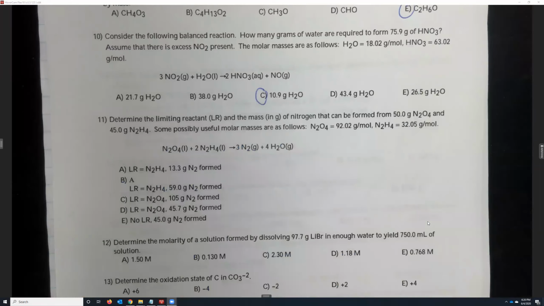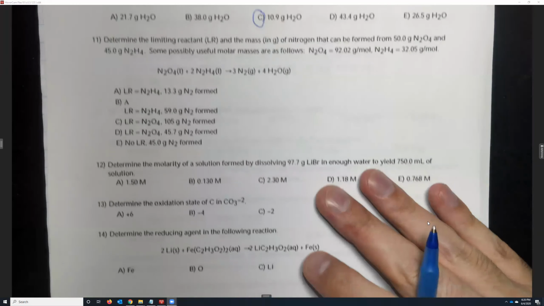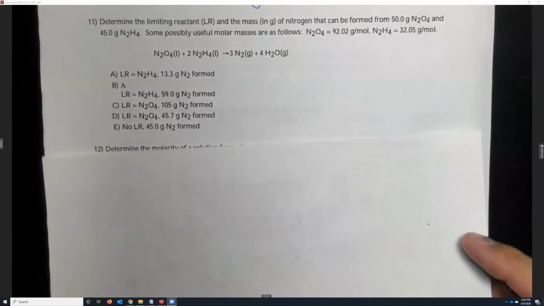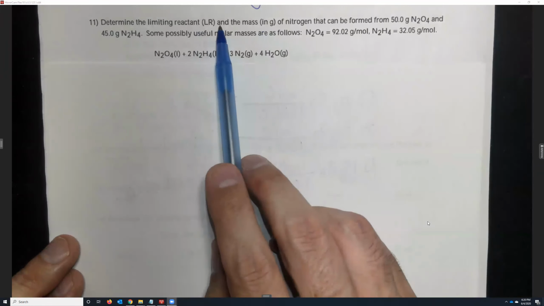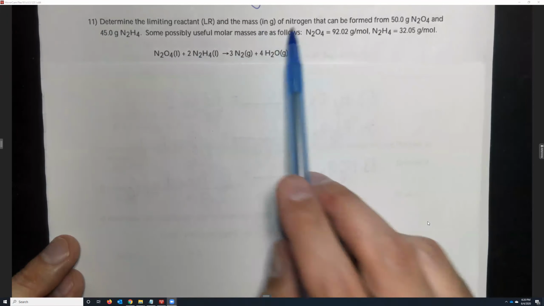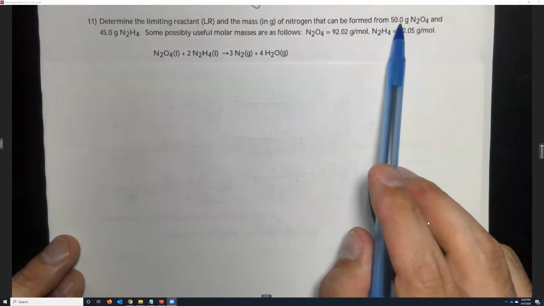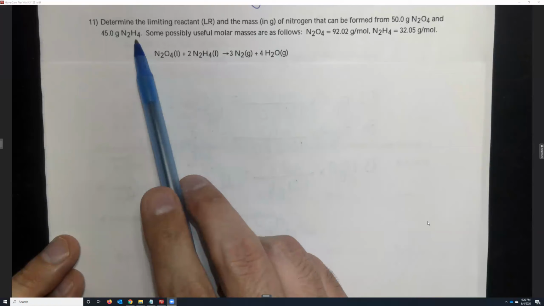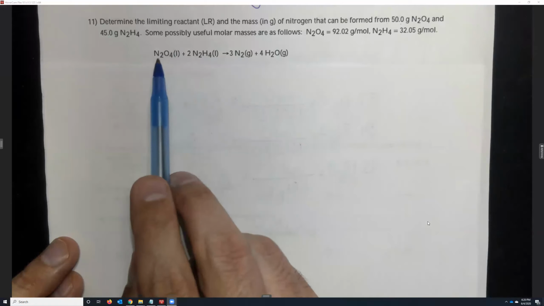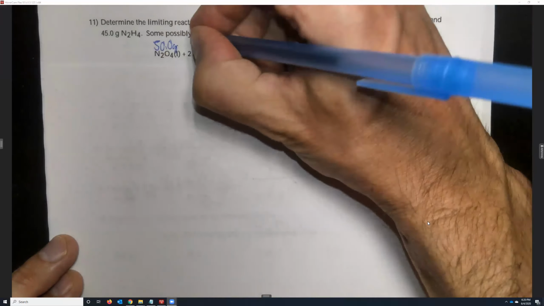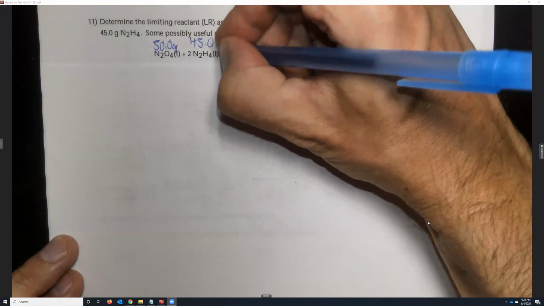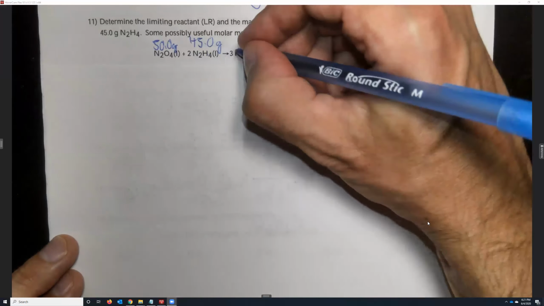All right, even more stoichiometry, a long problem. It says determine the limiting reagent and the mass of nitrogen that can be formed when 50 grams of N2O4 and 45 grams of N2H4 react. And then it gives some possibly useful molar masses. So we have 50 grams of this compound, and we have 45 grams of the other compound. All right, and we want to know how many grams of nitrogen we can form.